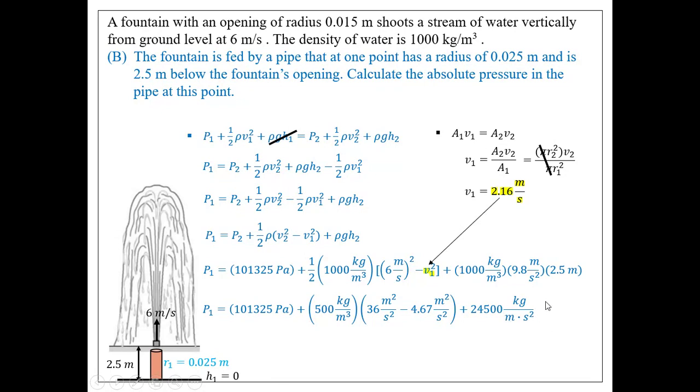Okay, so Pascal is all this junk condensed. So instead of saying kilogram per meters times second square, it is now just known as Pascal. So everything is in the same unit. So therefore, we can just clean this up. Everything in the middle here, the 500 times 36 minus 4.67, that will give you 15,665. And everything is now in the same unit. So therefore, we can just add all this up in a calculator. If you do that correctly, you get 141,490 Pascal. And that is our answer for part B. Okay, so the pressure in the pipe that is 2.5 meters beneath the ground is that many Pascal.